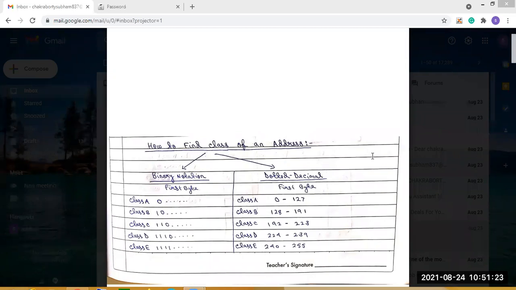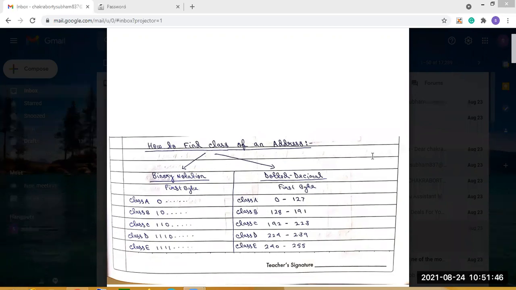In the last class we discussed IPv4 and IPv6. In IPv4 we discussed the classful address, and today we will discuss how we find the class of an address in IPv4.